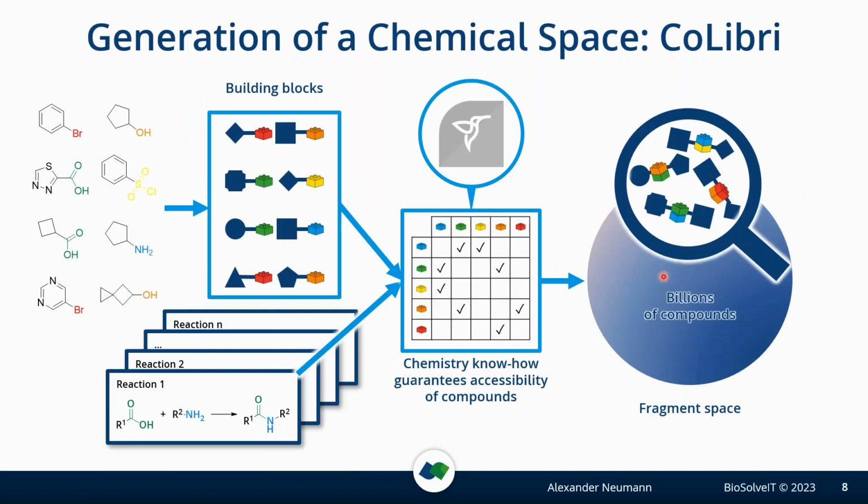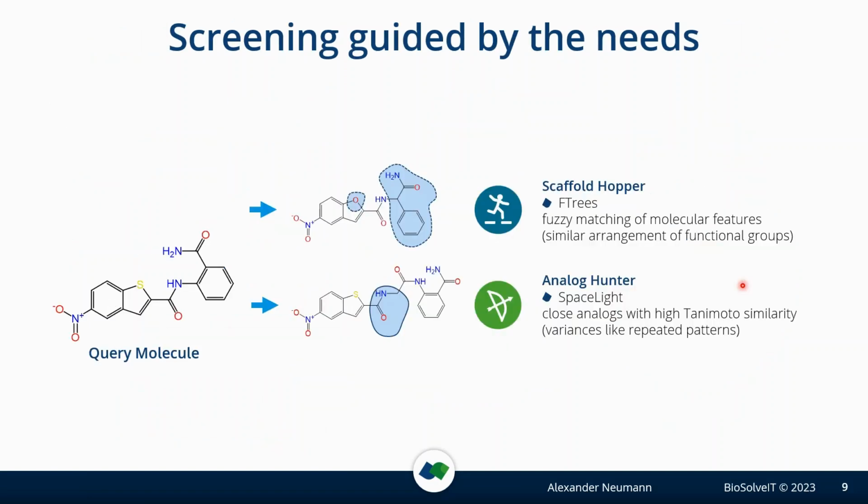We have created a software at BioSolveIT for that. It's called Colibri. And basically what it does, you feed your building blocks into it, you feed your reactions into it, and then since Colibri knows how to combine each building block with another, it translates all of those building blocks and reactions into a huge chemical space. So this was a very brief introduction to the chemical space technology that we developed. But now let's take a look into what's about to come.